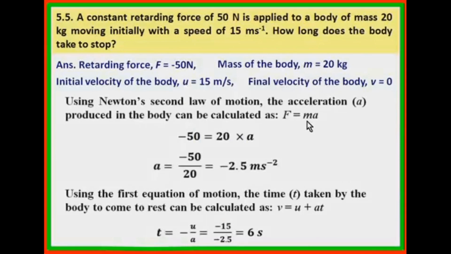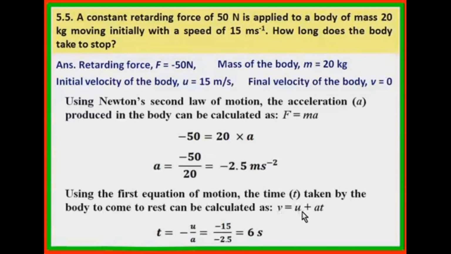So when I'm trying to find it, force is equal to mass into acceleration. So minus 15 is equal to 20 into A, which is the mass and the force. Here the minus represents the retarding force. Over 20, which gives us the acceleration of minus 0.75 meter per second squared. We want the time now.